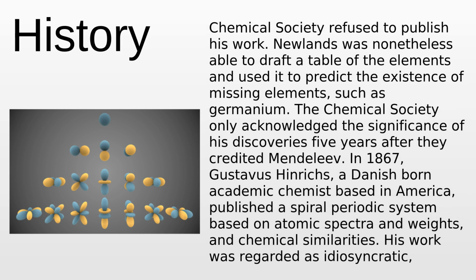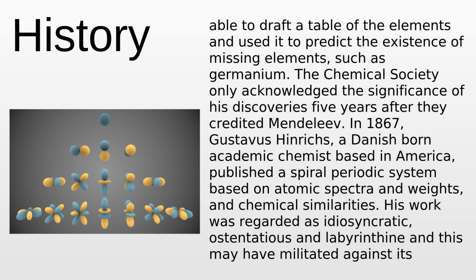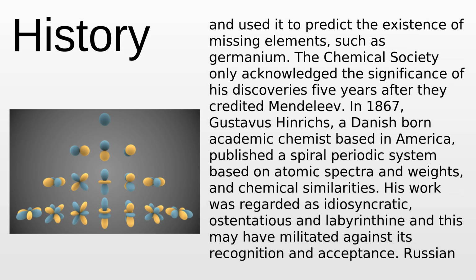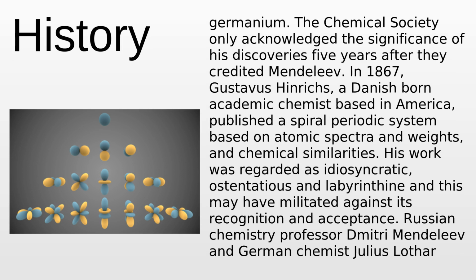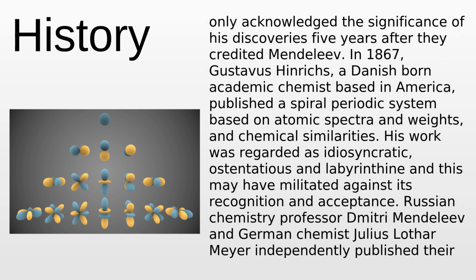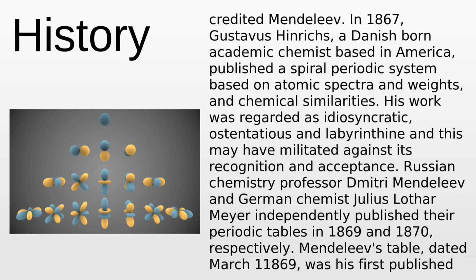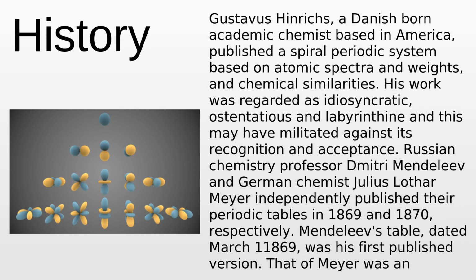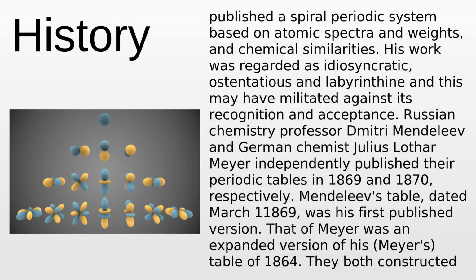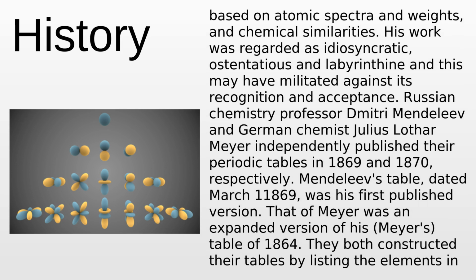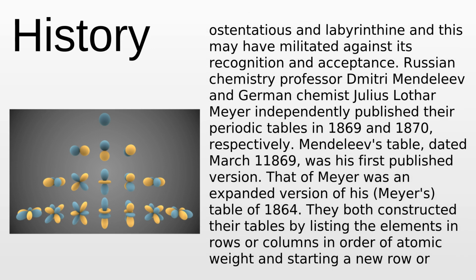Newlands was nonetheless able to draft a table of the elements and used it to predict the existence of missing elements, such as germanium. The Chemical Society only acknowledged the significance of his discoveries 5 years after they credited Mendeleev. In 1867, Gustavus Hinrichs, a Danish-born academic chemist based in America, published a spiral periodic system based on atomic spectra and weights, and chemical similarities. His work was regarded as idiosyncratic, ostentatious and labyrinthine, and this may have militated against its recognition and acceptance.